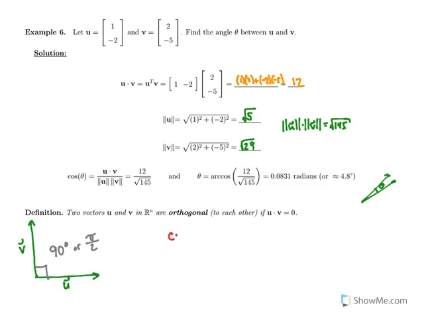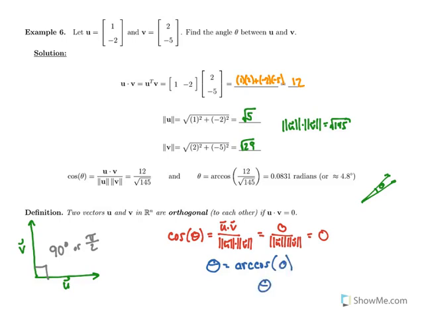And note that that would be that cosine of theta is u dot v over the norm of u times the norm of v. And if u dot v is 0, then this would just be 0. So that means that theta would be arc cosine of 0, which means that theta is pi over 2, or 90 degrees. And the existence of orthogonal vectors is going to be very important for us later on in this course.